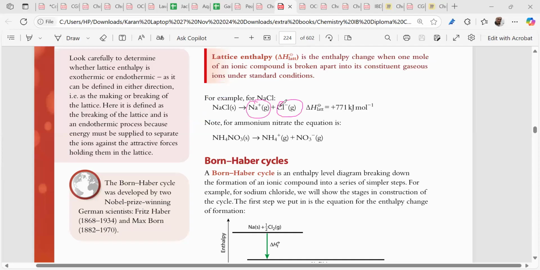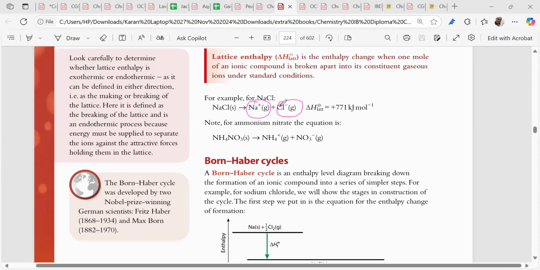This is very crucial. Is it clear? It's gaseous ions. And we have to learn now that the lattice enthalpy is always endothermic because you're breaking the giant ionic lattice structure. That's very important. Do you get my point over here? So that's a very important bit you have to know.